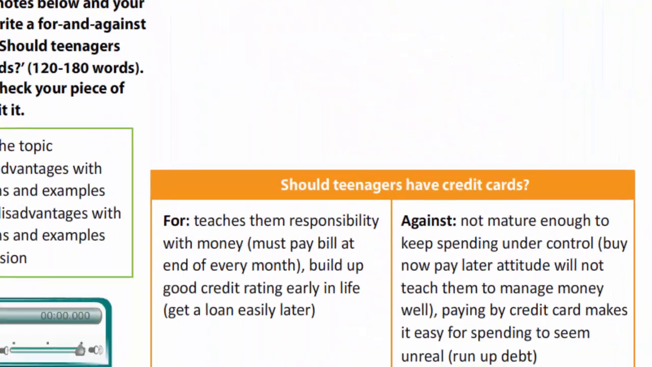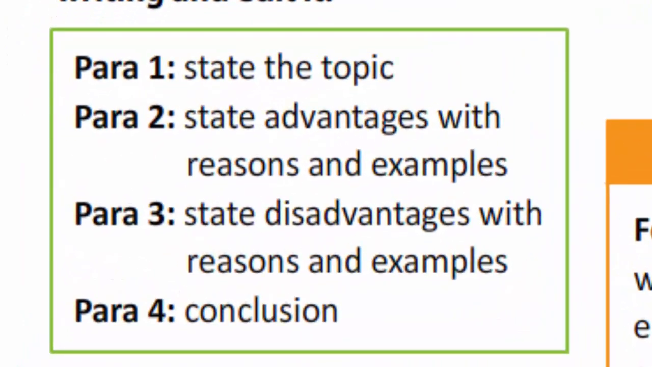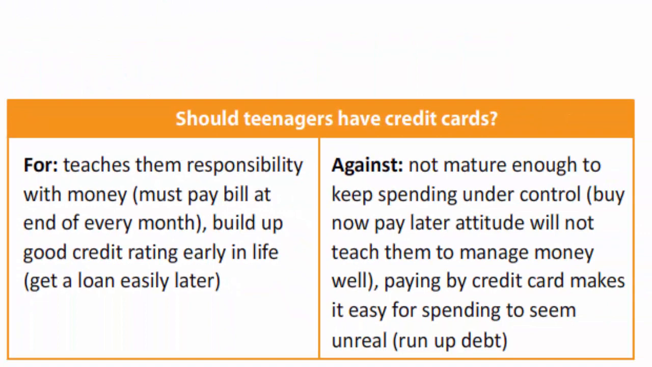And your task is exercise 5. Use the notes below and your own ideas to write a for and against essay entitled Should Teenagers Have Credit Cards? Use the plan. In the first paragraph, state the topic. In the second paragraph, state advantages with reasons and examples. In the third paragraph, state disadvantages with reasons and examples. And the last paragraph is the conclusion. Look at the for and against table and listen to the model.